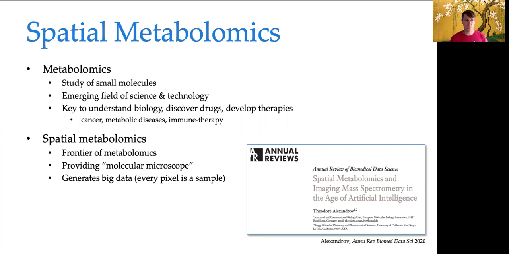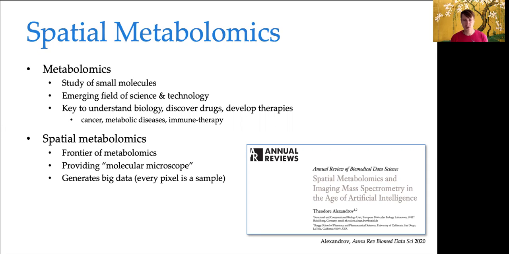In some sense, one can think of spatial metabolomics as a way to provide a molecular microscope, where we can see not only the organization of cells within the tissues, but we can also see what kind of small molecules these cells contain, or what kind of small molecules they use to fulfill their functions.